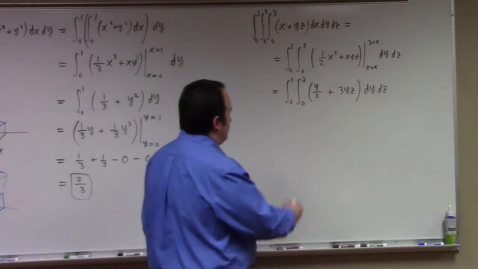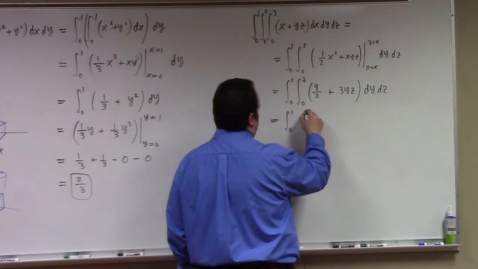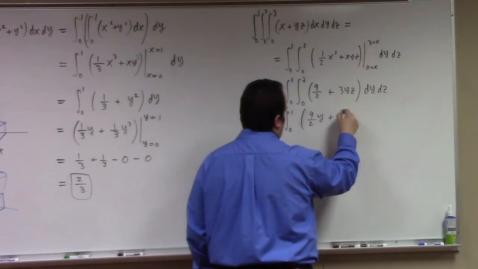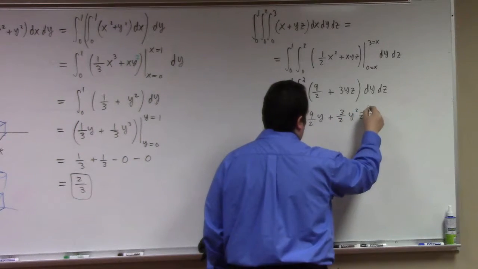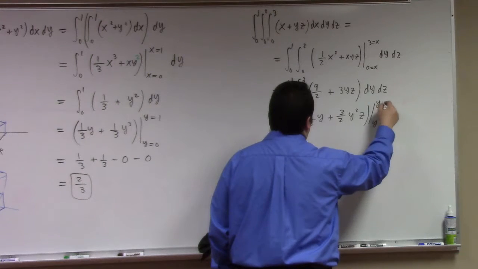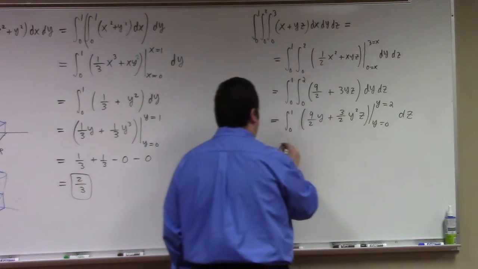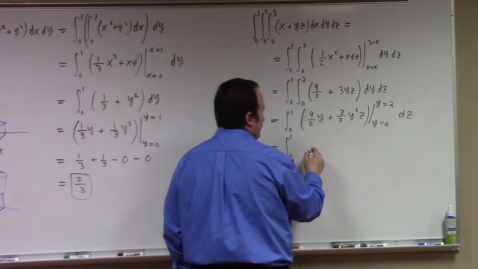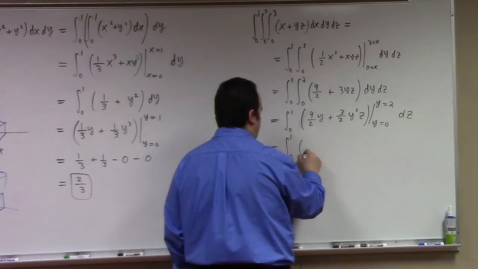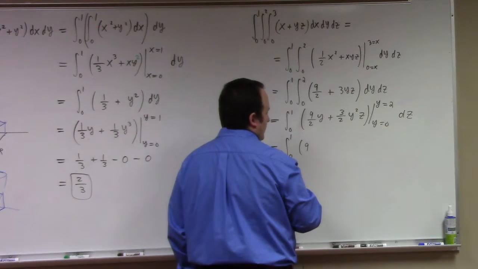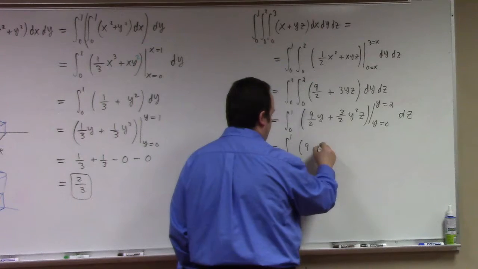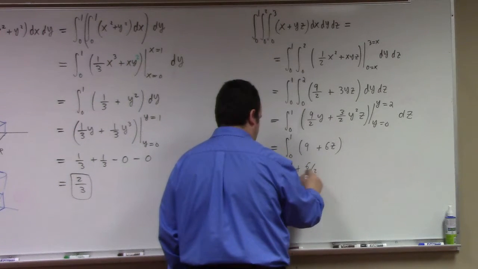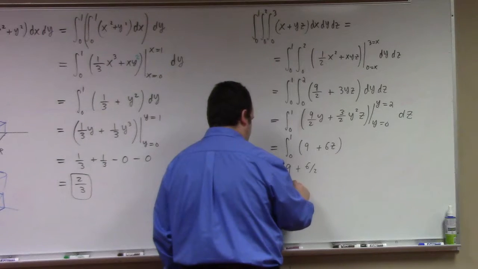Then I do my y integration. So that's 9/2 y plus 3/2 y squared z, evaluated from y equals 0 to y equals 2. Still integrate my z. Integrate from 0 to 1. So let's see here, that's 9, and the other one, 6z. And so what I get is 9 plus 6/2, otherwise known as 12.